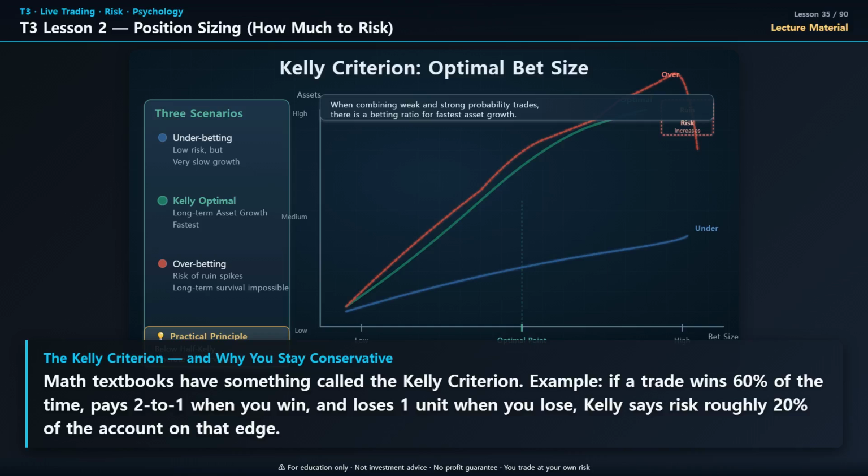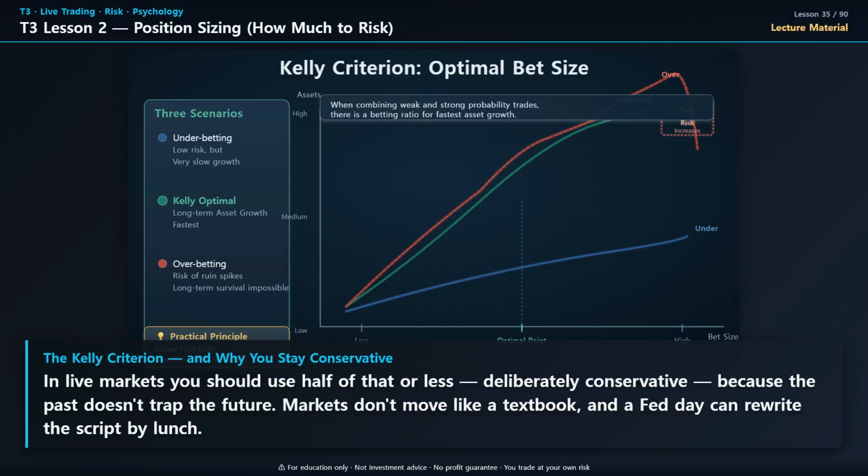Math textbooks have something called the Kelly Criterion. Example: if a trade wins 60% of the time, pays 2 to 1 when you win, and loses 1 unit when you lose, Kelly says risk roughly 20% of the account on that edge. In live markets, you should use half of that or less, deliberately conservative, because the past doesn't trap the future.